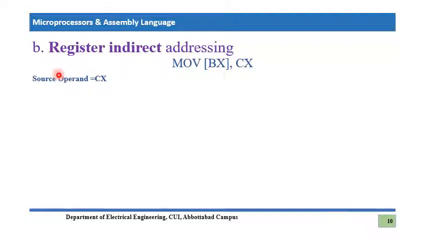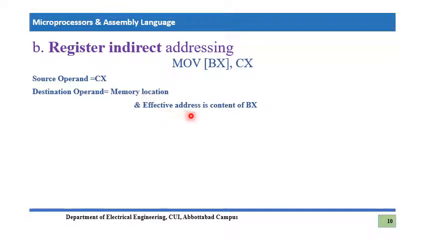So our source operand is CX. That is correct. We don't have any information. But the destination operand is basically a memory location, and the effective address is the content of the BX register. That means indirectly we are giving the effective address, but through what register? That is why it is known as register indirect addressing mode, or in total it can be called register indirect memory operand addressing mode.